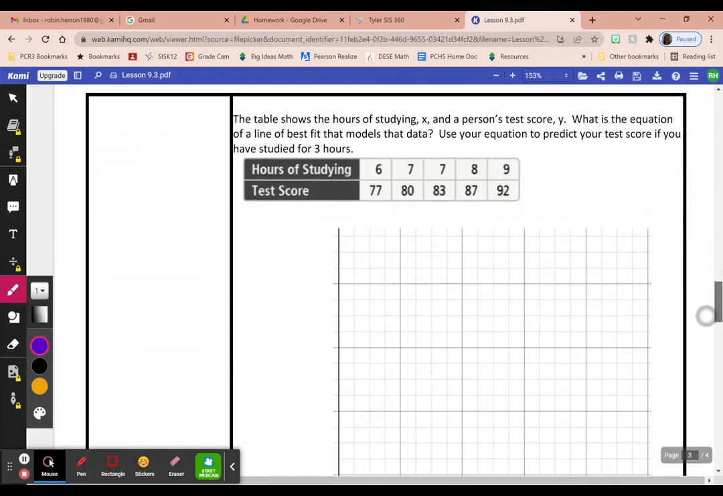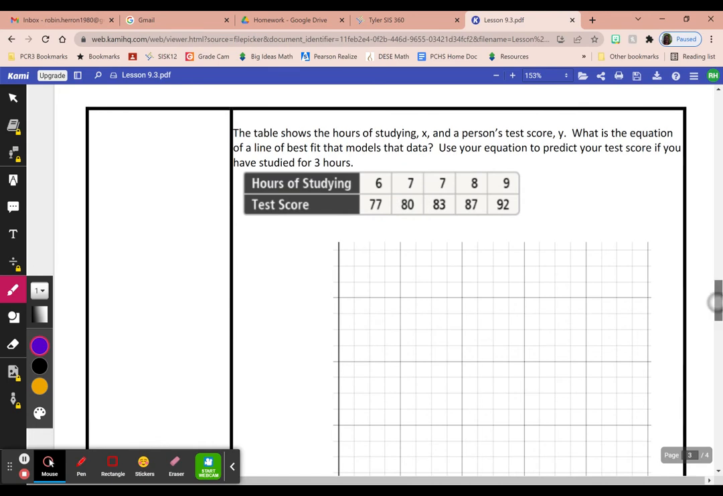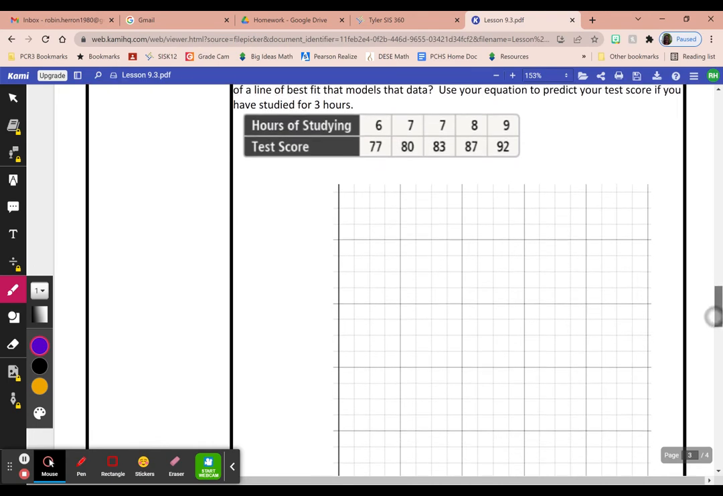Okay, so now you try this one, doing the exact same thing, following the steps above. Pause the video, and then check and see if you got what I have, okay?